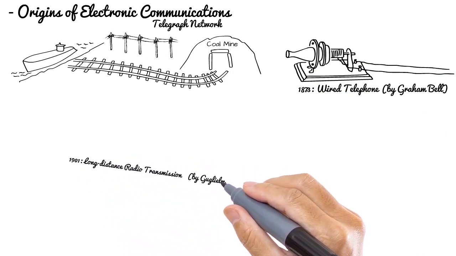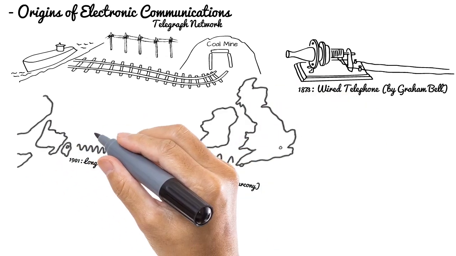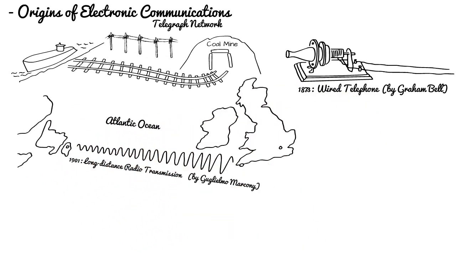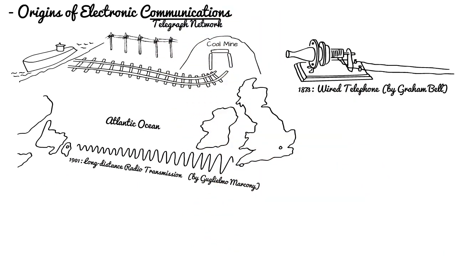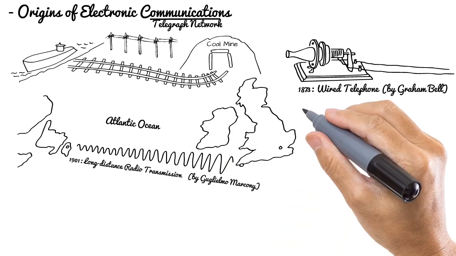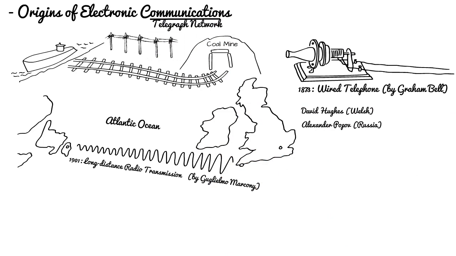In 1801, Guglielmo Marconi claimed to have sent messages across the Atlantic using radio waves, long-distance radio transmission. This was an example of wireless information transmission. There were two other candidates for the title of inventor of radio, Welshman Hughes and the Russian Popov, but it looks like it was not radio in terms of the full cycle of transmitting and receiving radio waves.